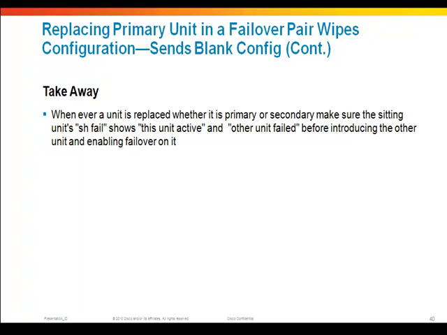So now, what's the takeaway from this? Whenever you replace a unit, whether it is primary or secondary, make sure the sitting unit show fail shows this unit active and other unit failed before you introduce another unit and enable failover on it. Also, I should mention here that you should also make sure to issue show version on both these units before even engaging the replaced unit online, just to make sure the show version is identical between the two of them.